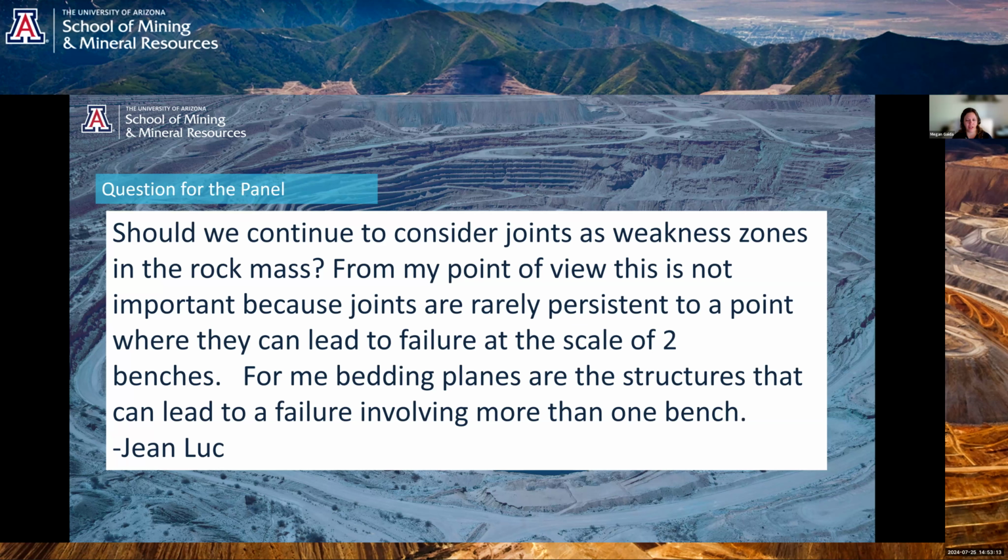I think what you do get, though, even though they're not persistent, is if you have a fabric of joints all at the same orientation, you do get that ubiquitous weakness, which I've certainly seen contribute to failures. They may often also have a bedding plane component to them, but I've seen quite a lot relating to a joint fabric as at least a contributor to the mechanism. So I think it's important we understand them and consider them.